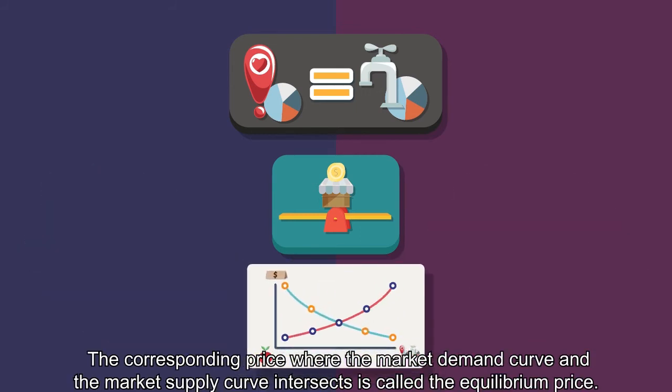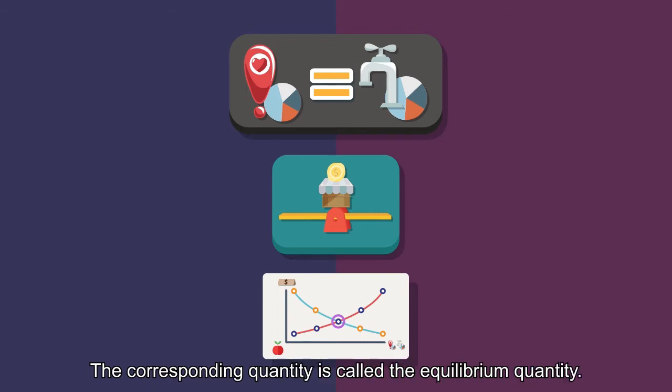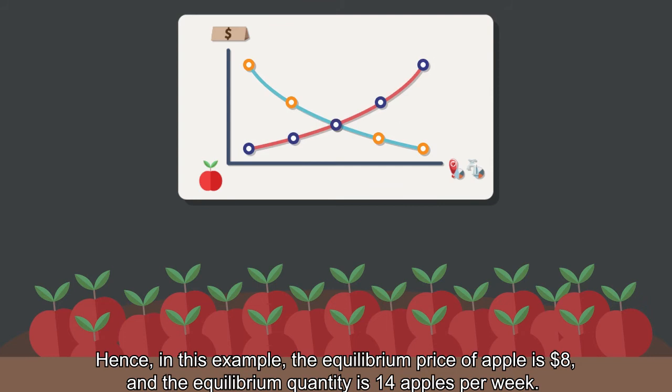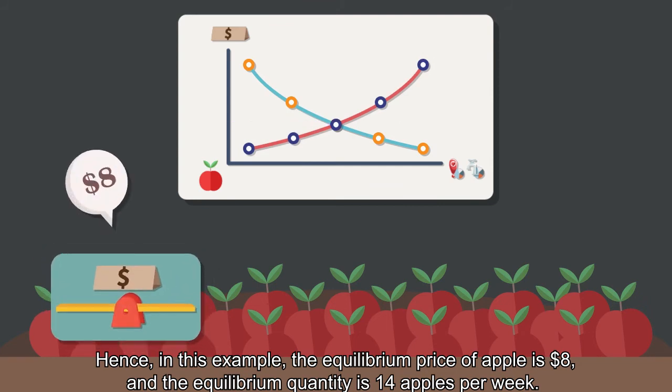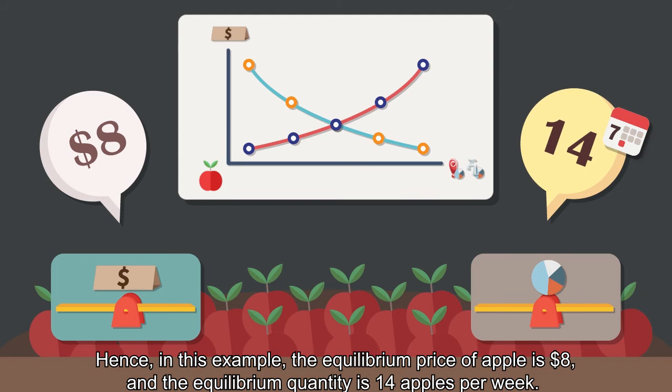The corresponding price where the market demand curve and the market supply curve intersect is called the equilibrium price. The corresponding quantity is called the equilibrium quantity. Hence, in this example, the equilibrium price of apples is $8 and the equilibrium quantity is 14 apples per week.